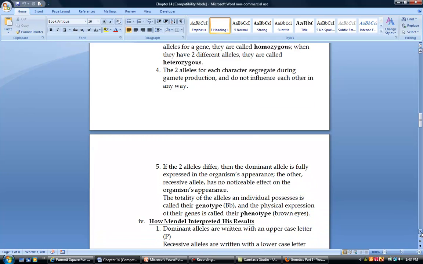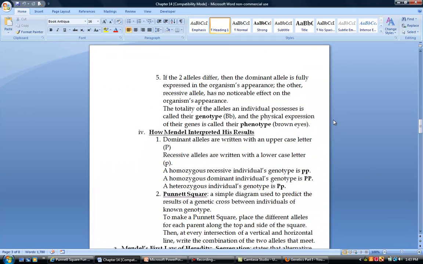And then a little further down, the last little part of his model, if you have 2 different alleles together, that means you would have a dominant and a recessive one. The dominant one is going to be fully expressed. The recessive allele won't even show up at all because it's getting covered up by the dominant one.